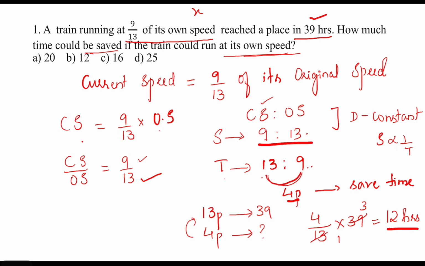Save in the ratio is 4 parts. And 13 parts is the time taken currently. And time in hours we know it is 39 hours. So 13 parts is 39 hours. 4 parts is how much? So 4 parts is 12 hours. So it can save 12 hours. So option B is the answer.